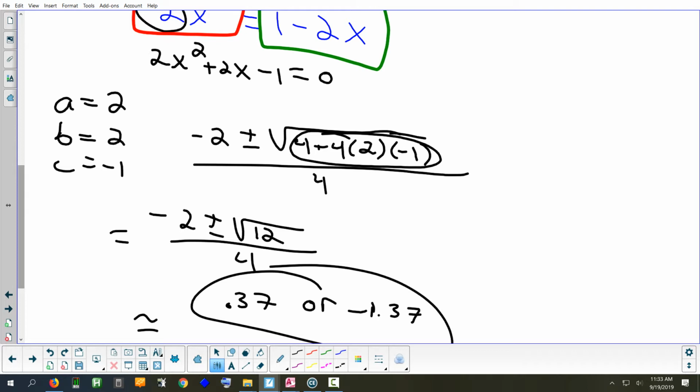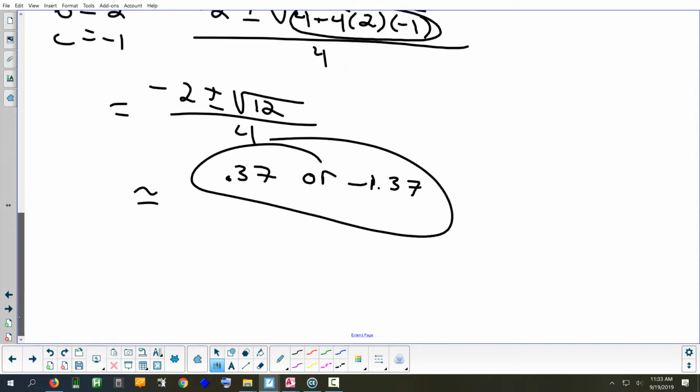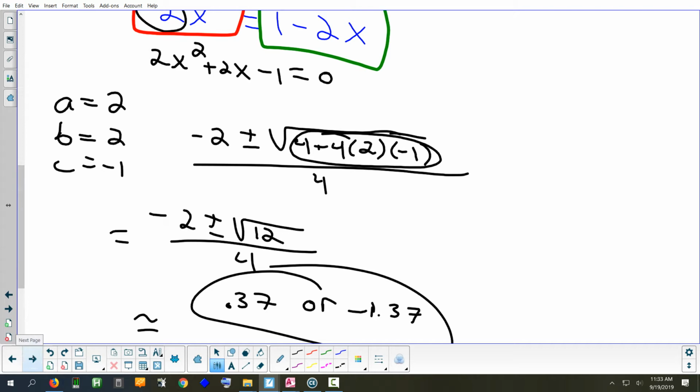0.37, and then I think the other one was negative 1.37. Yeah. So now we're good. All right. So you can solve it either way, as long as you make sure your calculator is not on top of your paper and you can't read your numbers.